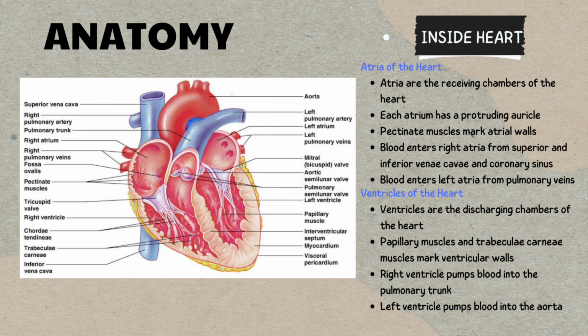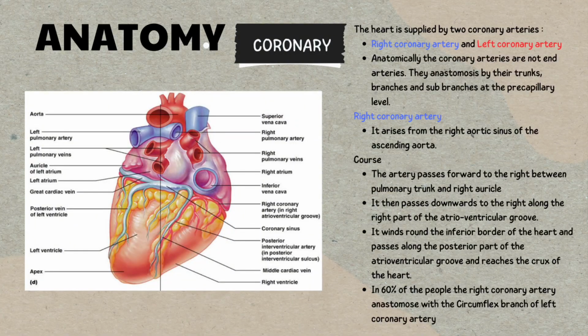The ventricles are the discharging chambers of the heart, containing papillary muscle and trabeculae carneae, which are muscle marking the ventricle wall. The right ventricle pumps blood into the pulmonary trunk, and the left ventricle pumps blood into the aorta. The last one is the coronary artery. The heart is supplied by two coronary arteries, the right coronary artery and the left coronary artery. Anatomically, the coronary arteries are not end arteries. They anastomose by their trunks, branches and sub-branches at the precapillary level.